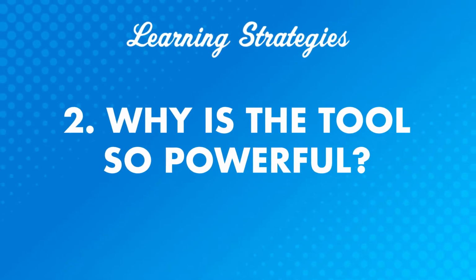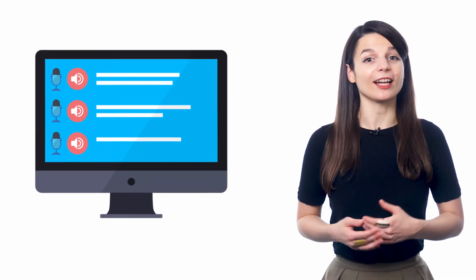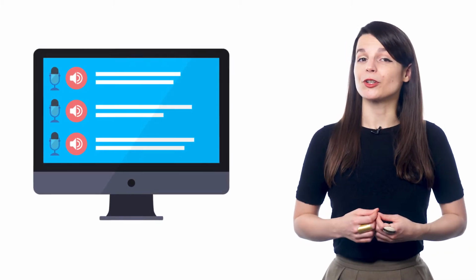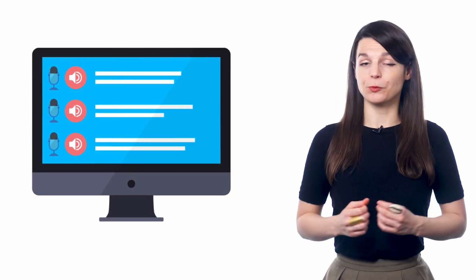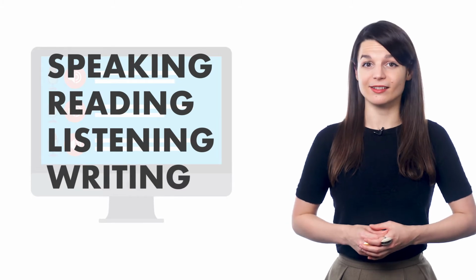Number 2. Why is the tool so powerful? For example, let's look at how you can use it to improve your speaking skills. When you listen to a lesson, use the dialogue to read along. As you listen, speak out loud along with the lesson. Repeat what you hear. The dialogue tool makes mastering conversations super easy. It breaks down the lesson conversations one line at a time. You can use it to make sure you understand every line, phrase, and word without getting overwhelmed. And you can also use it to perfect your speaking, reading, listening, and writing skills.